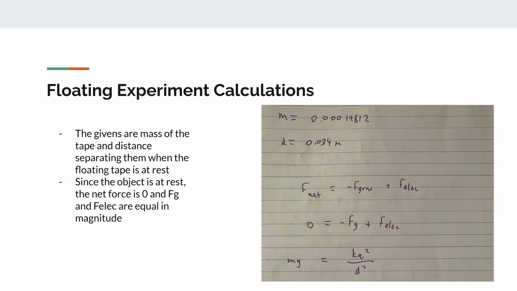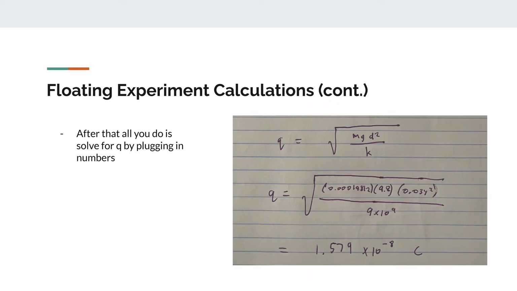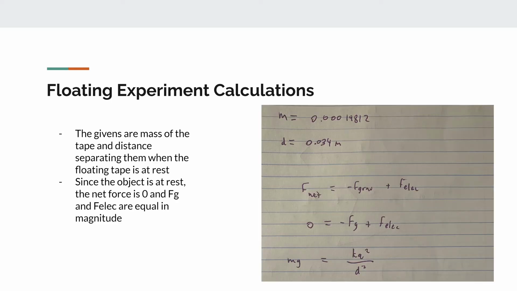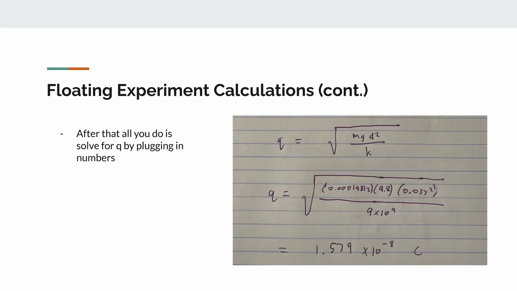So the calculations for this part of the experiment. The givens are the mass of the tape and the distance separating them when the floating tape is at rest. Since the object is at rest, the net force is 0 and Fg and F electric are equal in magnitude. Now, after that, you have to solve. Since you have this equation where F electric and Fg are equal, you just solve for Q by plugging in all the givens.